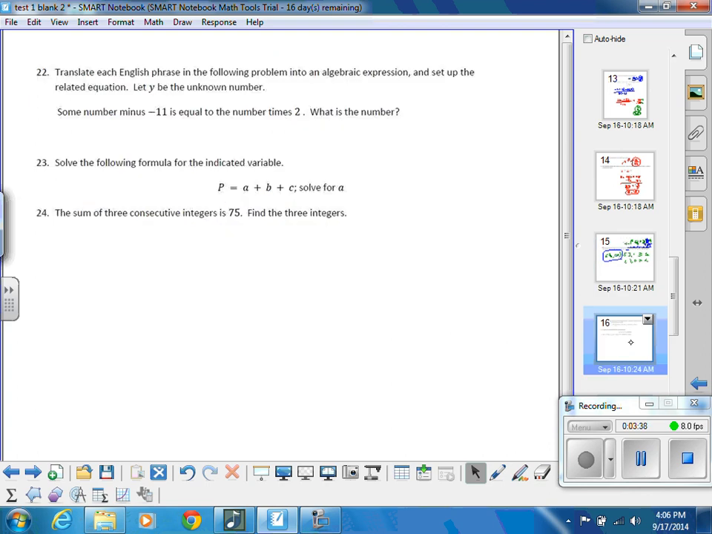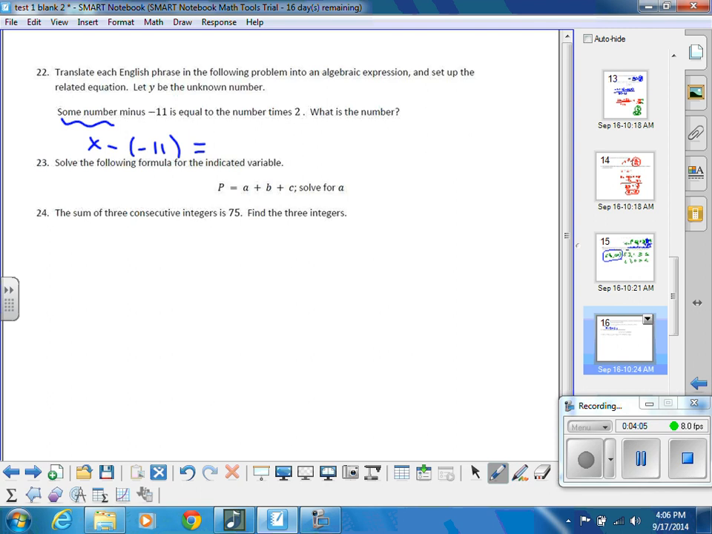Now, let's look at these three sets of problems, okay? The first one is saying to put this word sentence that they're explaining into a math problem. Let's do this. Let's get some number. Some number is x, okay? It says minus negative 11, so minus negative 11, I'm just using parentheses, you don't have to, is equal, so equal sign, to the number, so that's x, times 2.